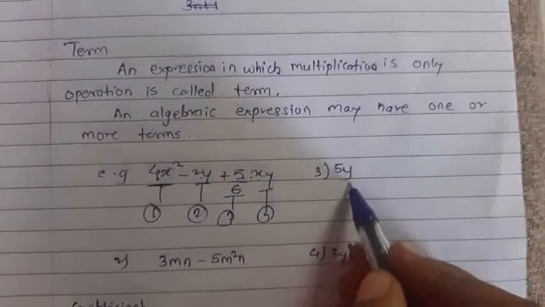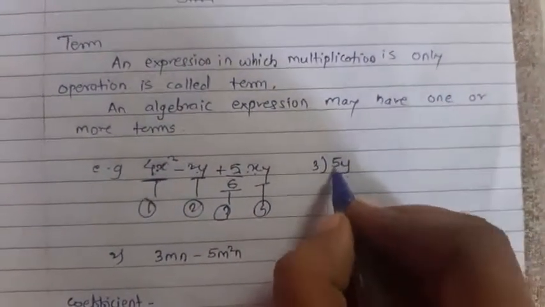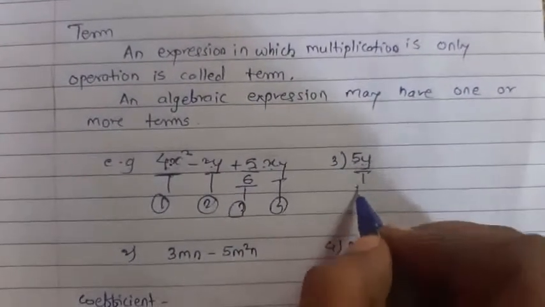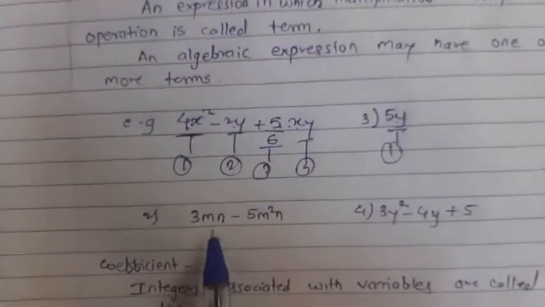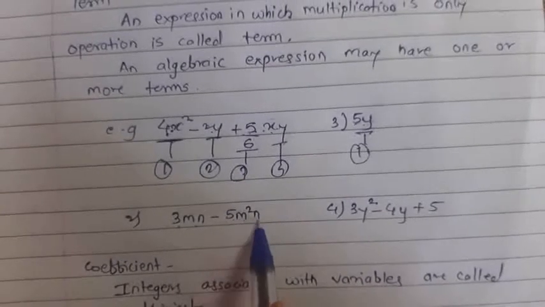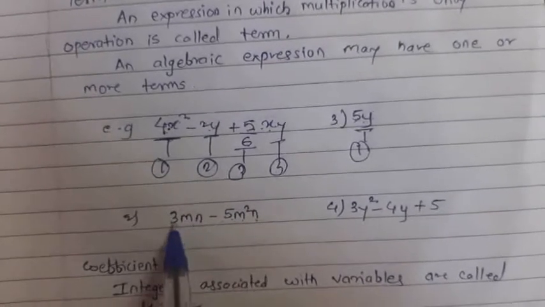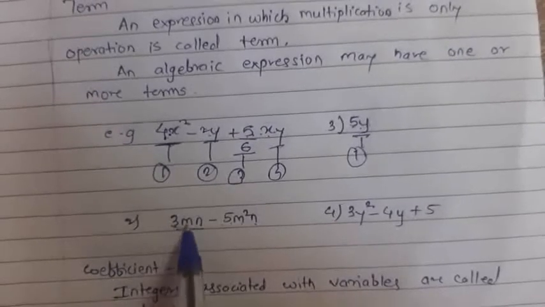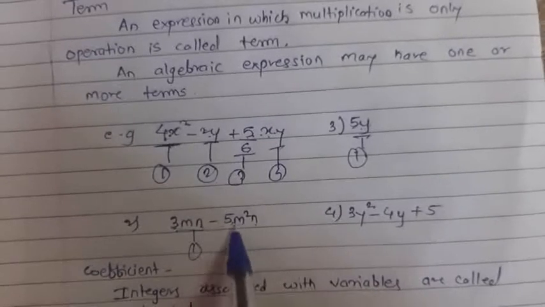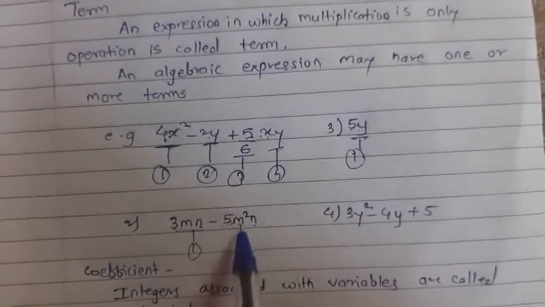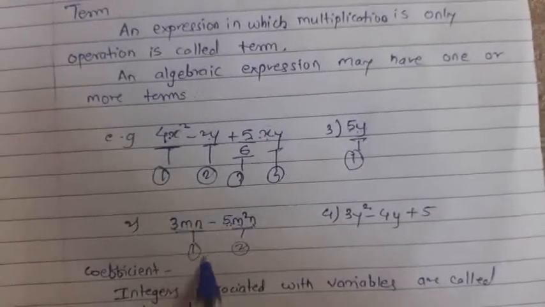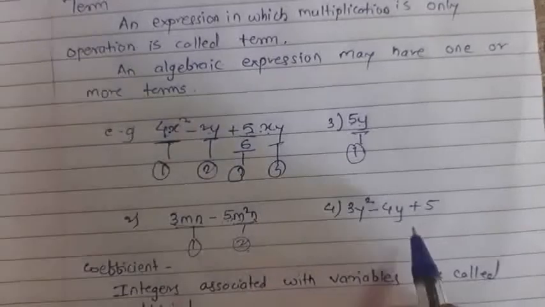Consider second example 5y. Here 5y means 5 into y. Means here only one term is present. Consider this next example 3mn minus 5m square n. Here 3mn means 3 into m into n. So this is the first term and 5m square n means 5 into m square into n. So this is the second term. So in this algebraic expression there are 2 terms.